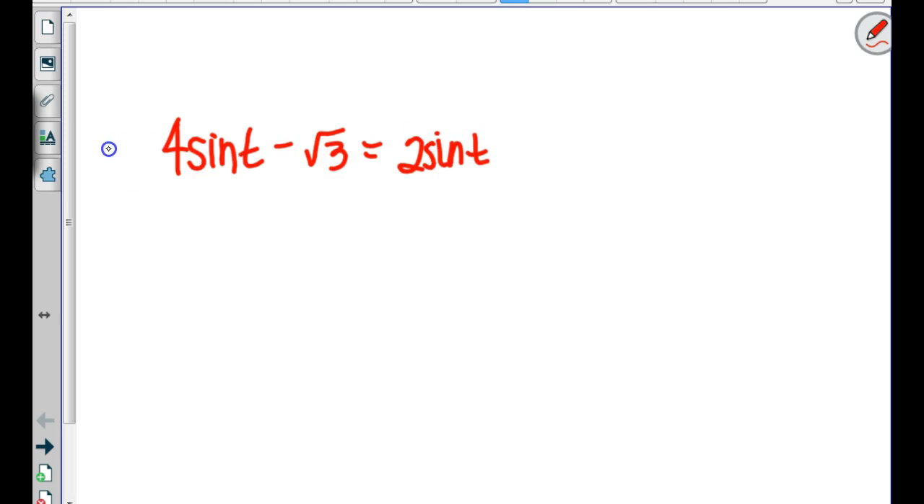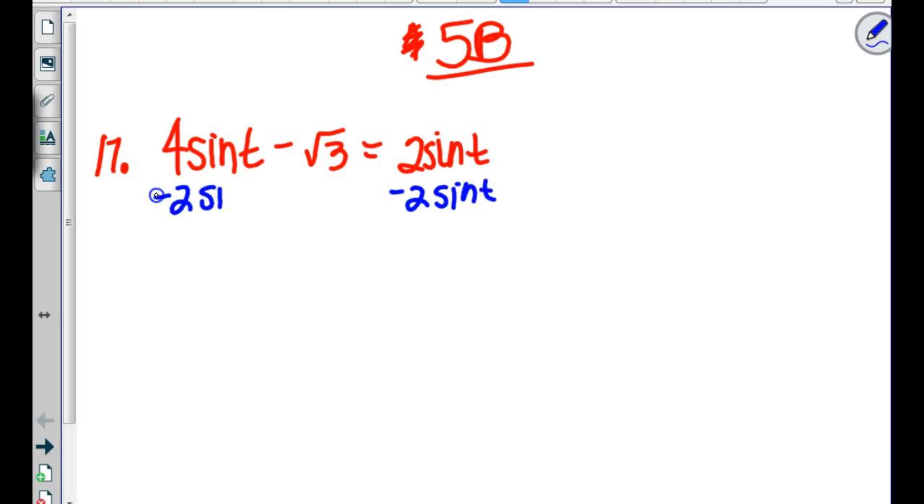What number is that? 5B, right? Okay. Ideas? You see this on the quiz. What are you going to do? So we're getting all the functions in one place together. Does everybody think they would have tried that first? Okay, so then we have 2 sine t, 4 minus 2 is 2, minus square root of 3 equals 0.